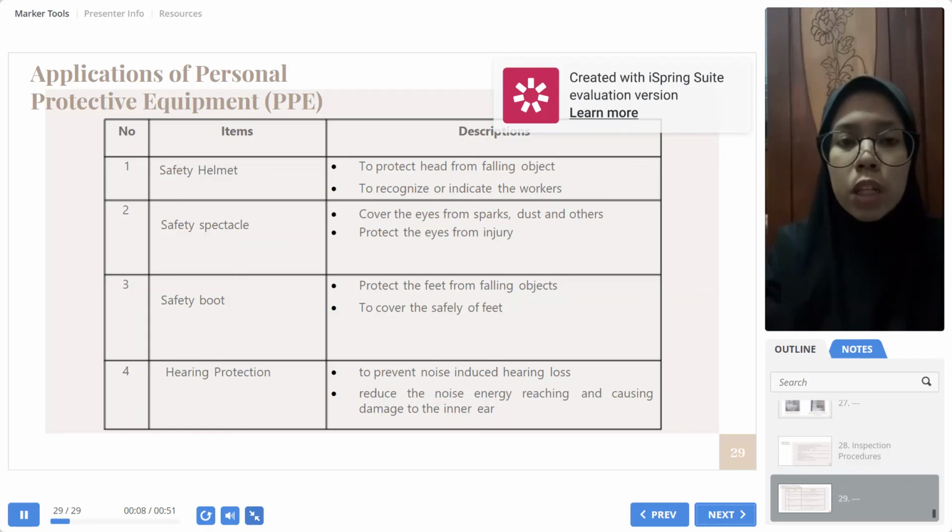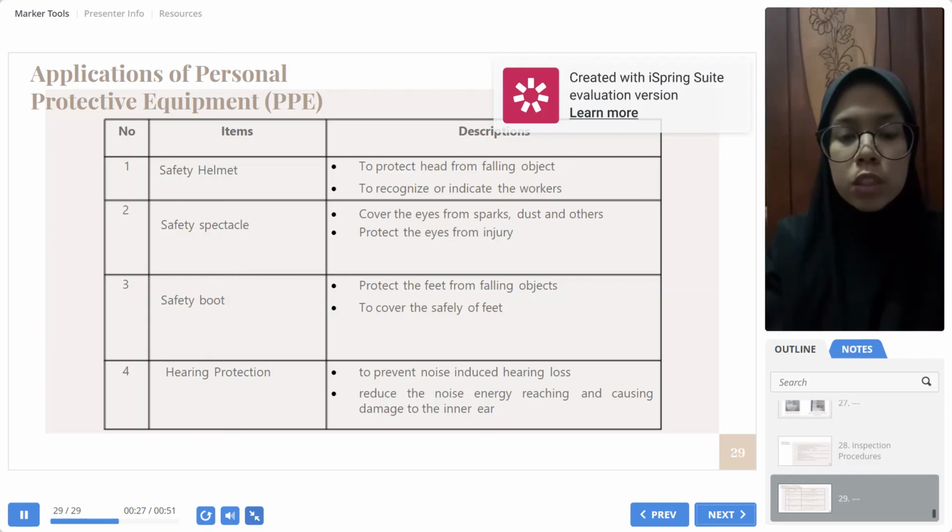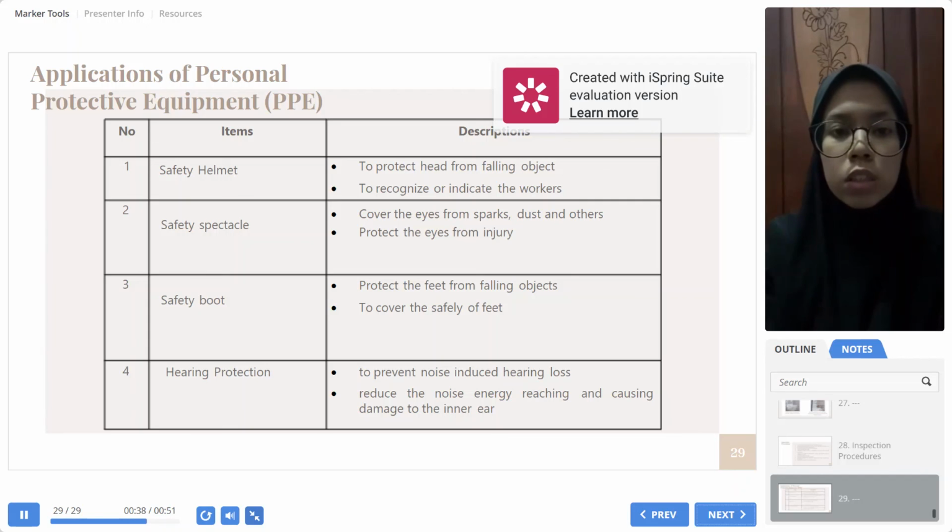The first one is the safety helmet. It is used to protect the head from falling objects and to recognize or indicate the workers. The second one is safety spectacles, which are used to cover the eyes from sparks, dust, and others, and also protect the eyes from injury. The third one is safety boots as protection for the feet from falling objects, and the last one is hearing protection, which is used to prevent noise-induced hearing loss and reduce the noise energy reaching and causing damage to the inner ear. That's all from me.